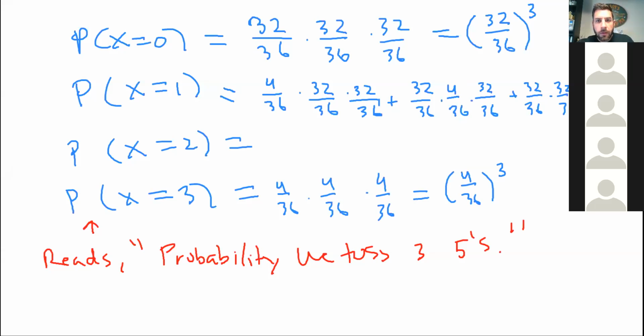I don't want this to be connected with this. So what is this thing? A more concise way of writing this is, what is this? This is 3 times 4 over 36 times 32 over 36, squared. Because there's 3 copies of it.